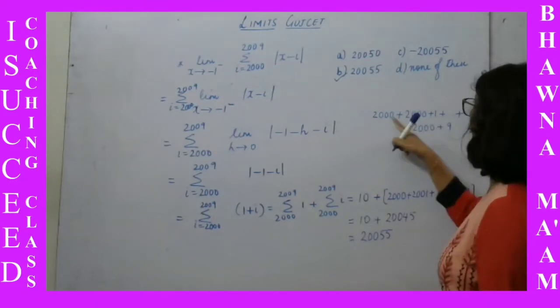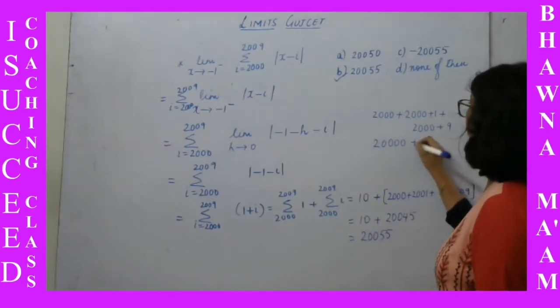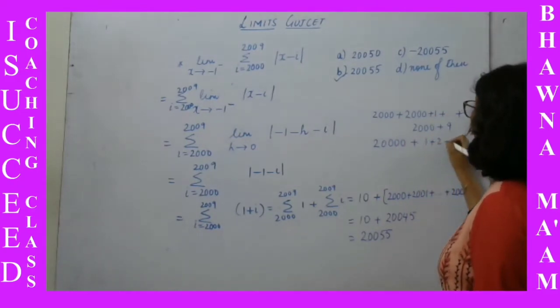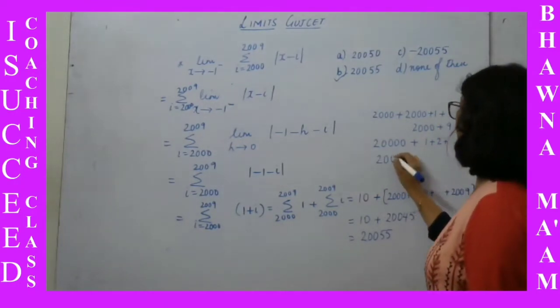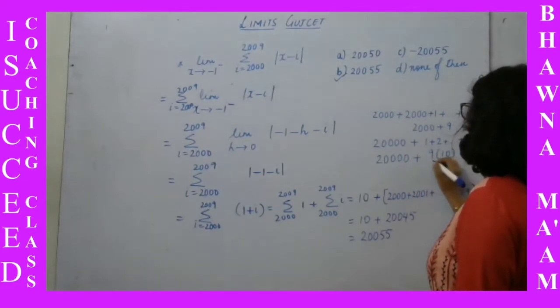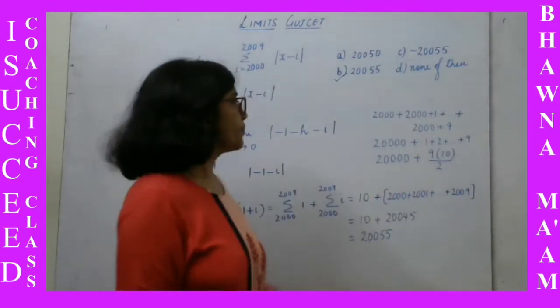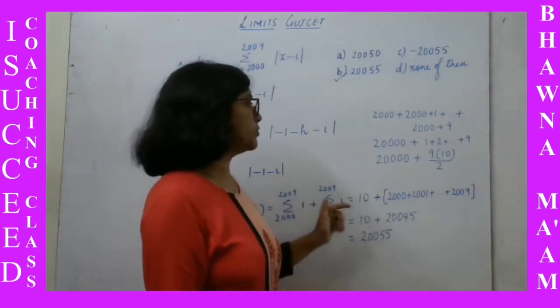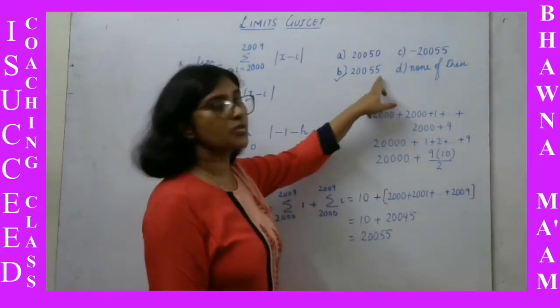So we have 2000 10 times, 2000 into 10 plus 1, 2 up till 9, because the next term here will be 2000 plus 2. So it is 20,000 plus 9 into 9 plus 1, how the formula is n into n plus 1 by 2. So this is one way you can do it, or you can add as you want to do. Answer is 20,055.